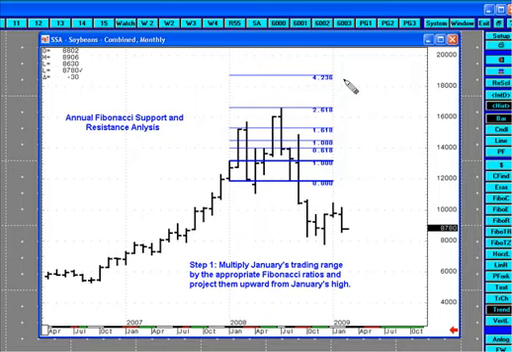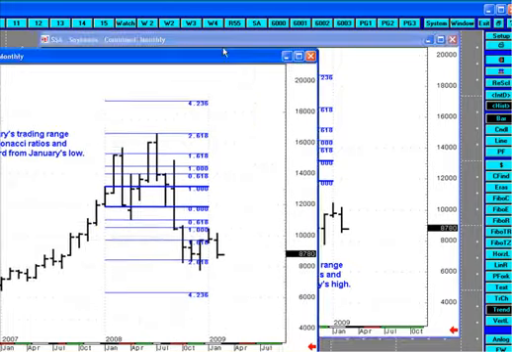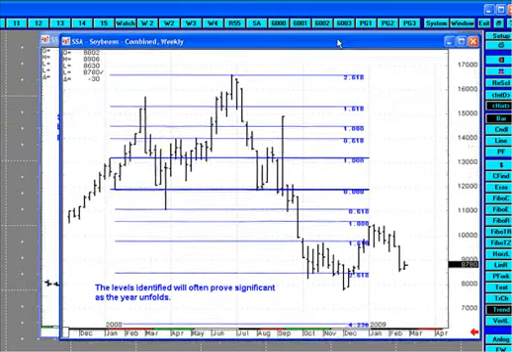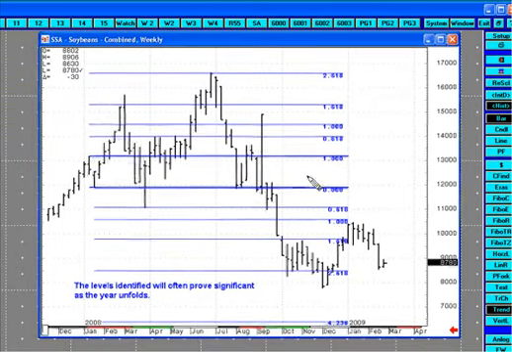And beyond that, you have 17.944. But for the scale that we're looking at with regard to the monthly price chart, typically it's limited to about 2.618, 4.236. Now, step 2 is simply take, again, January's trading range and subtract it from January's low. Now, the end result will be this slide right here.